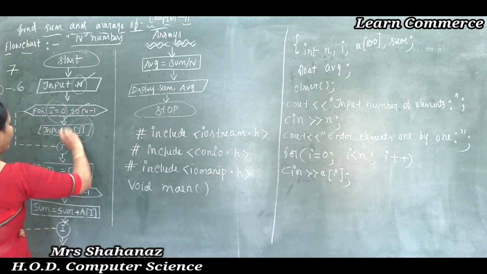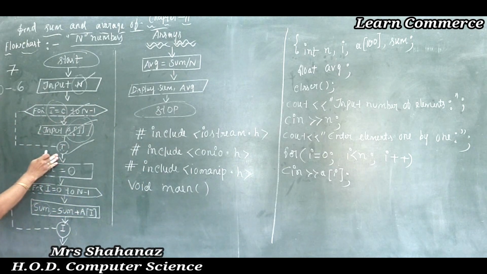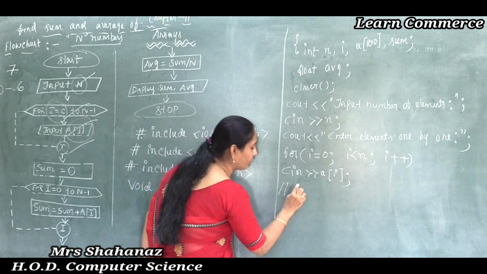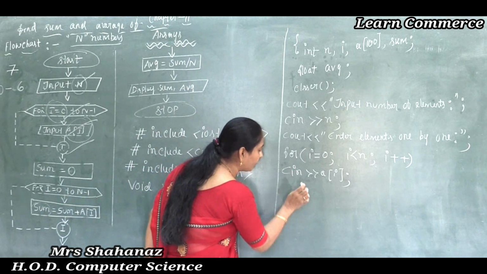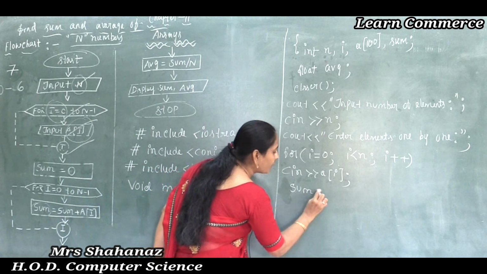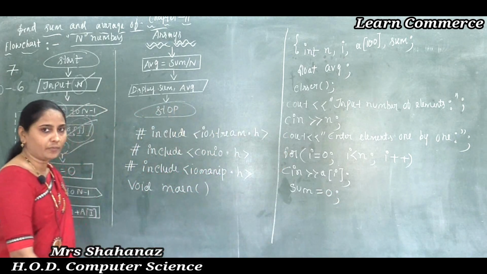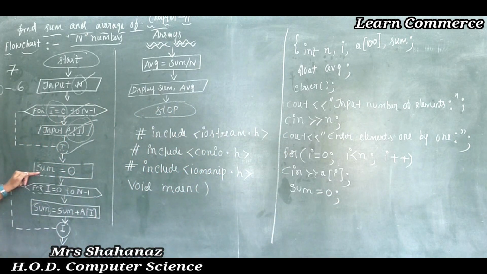Now that means we completed all the flowchart here, and next we need to make the calculation of the sum. In the calculation of the sum, first of all we need to initialize the value of the sum. So the sum value is equal to 0. Whatever is there in the flowchart, in the same way I am going to write in our code.